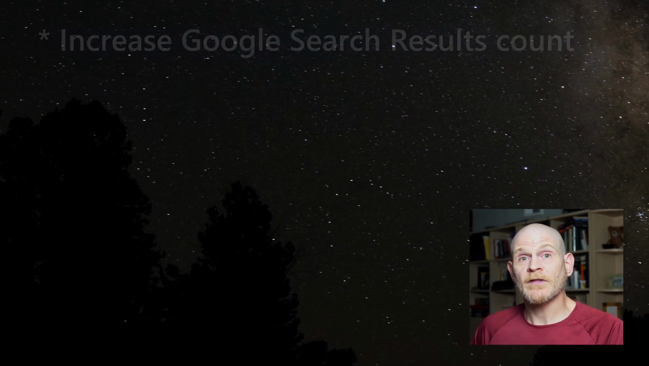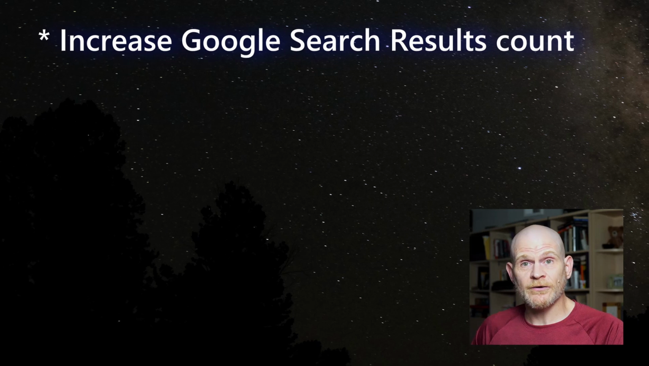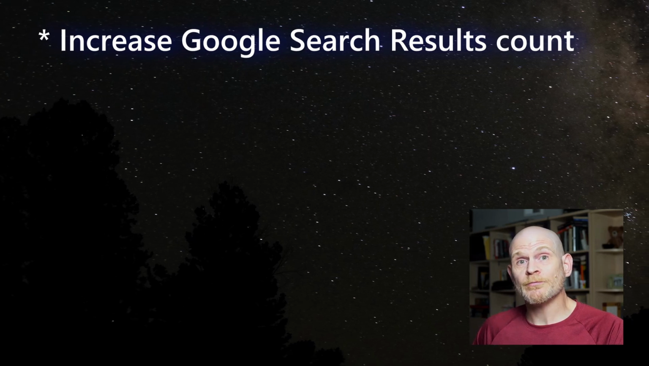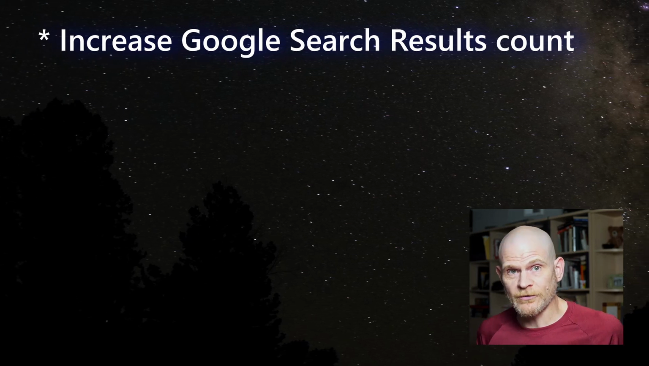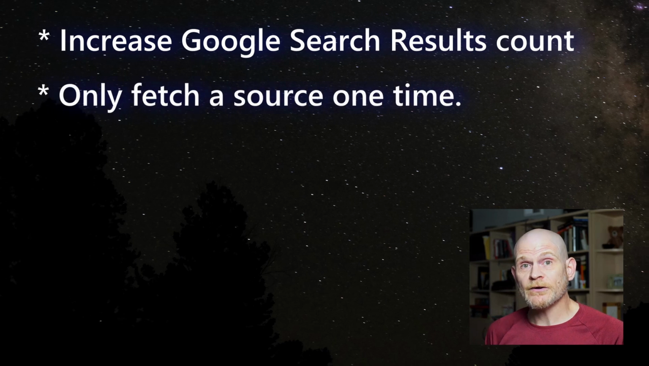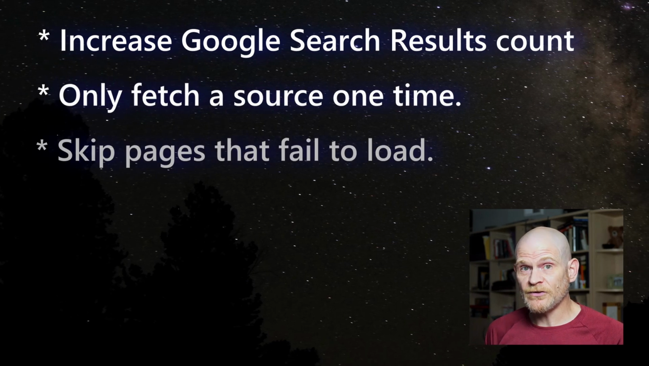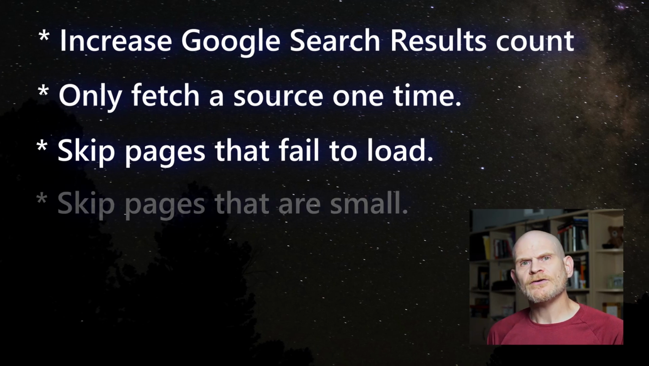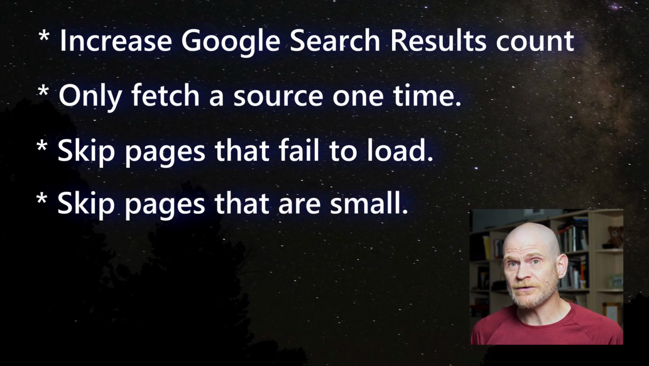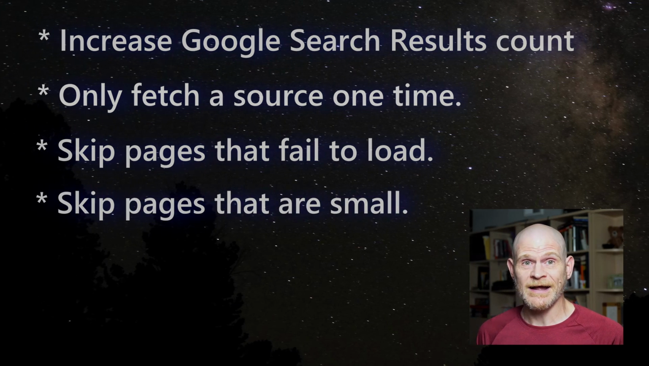In this video, I will demonstrate the following changes and improvements. First, to help handle duplicates and guarantee fetching the number of pages we want, we will return more search engine result records. Next, URLs that repeat across search result sets will only be fetched once. We will skip pages that fail to load. And finally, skip pages with small size, as they are likely security errors or warnings about automated access.